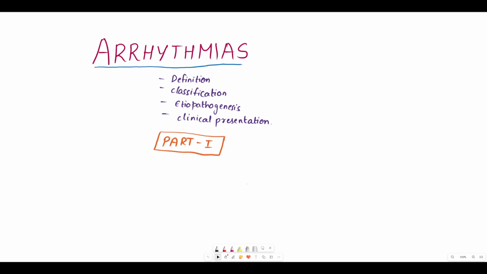If you have ever looked at an ECG and wondered why some hearts beat too fast, too slow, and completely irregular, then you are in the right place. Arrhythmias can seem like a huge and confusing topic at first. There are different rhythms, different ECG patterns, and different treatment approaches. But don't worry, in this series, we are going to simplify everything step by step.